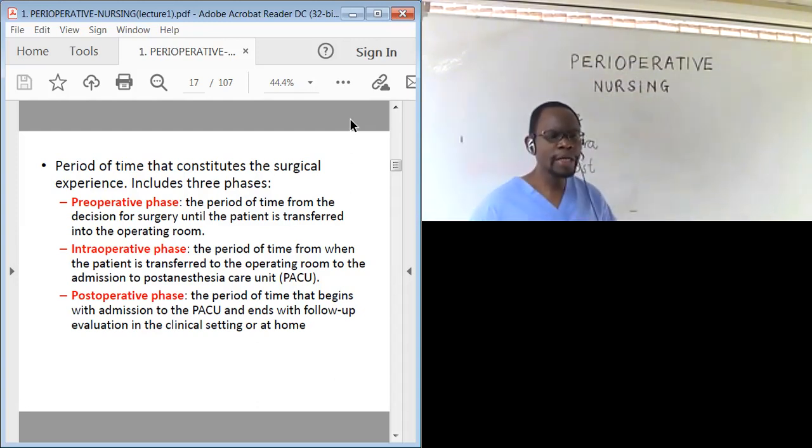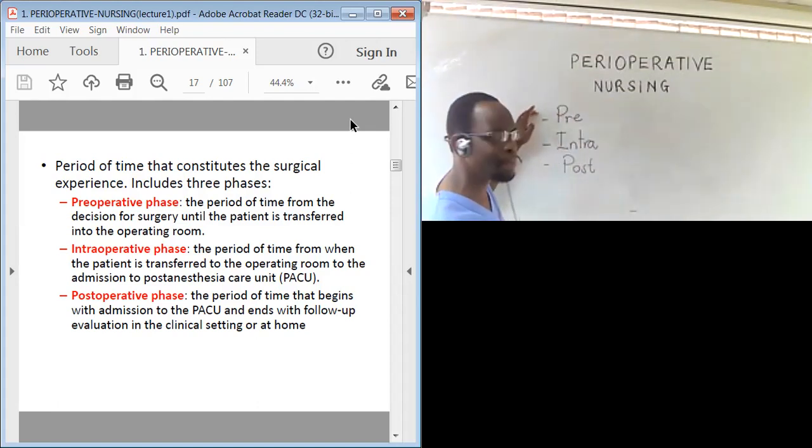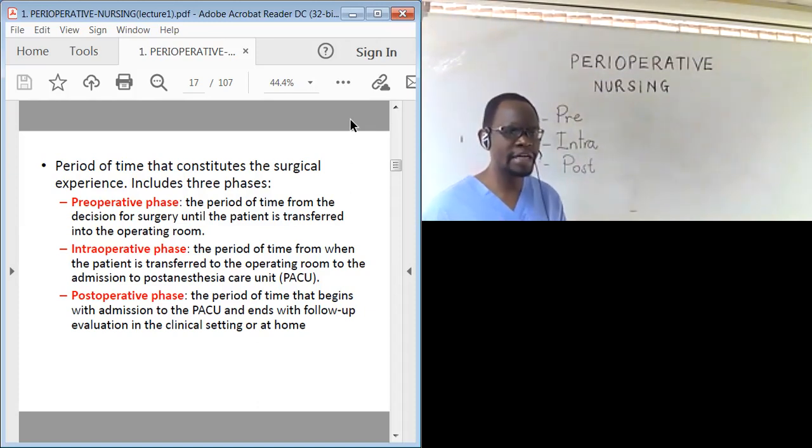You need to know exactly when each phase starts and ends, and what happens in each phase. So when does the preoperative phase begin, and when does it end? The preoperative period is the period of time from when a decision is made for surgery.